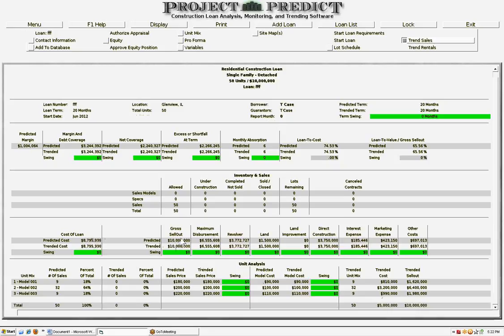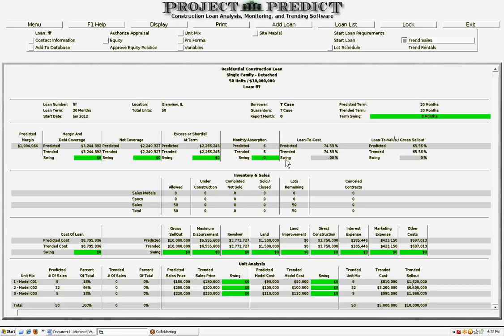Here is the cost of the loan. This is the maximum disbursement, which is what the bank has agreed to and documented. This is your revolver. These are the categories of land, improvements, if any, construction, interest, marketing, and other costs. This is the mix. Model 1 will sell 9 times, Model 2 32, Model 3 9. These are the attributable sales prices for those models, the costs for those models, and the gross value in terms of sales for each of those models.